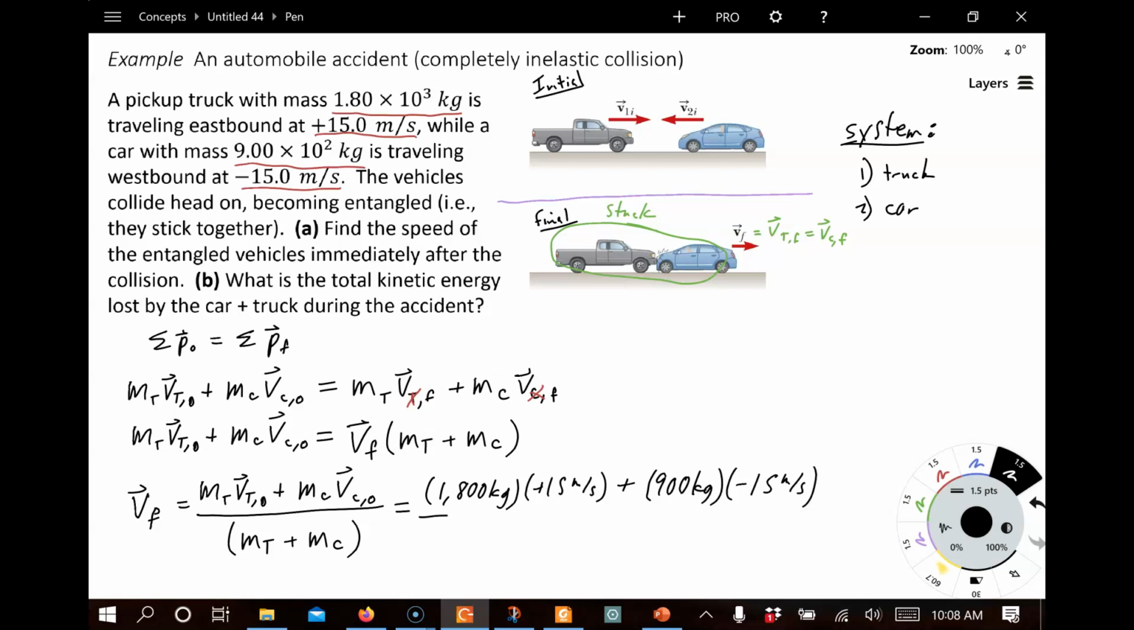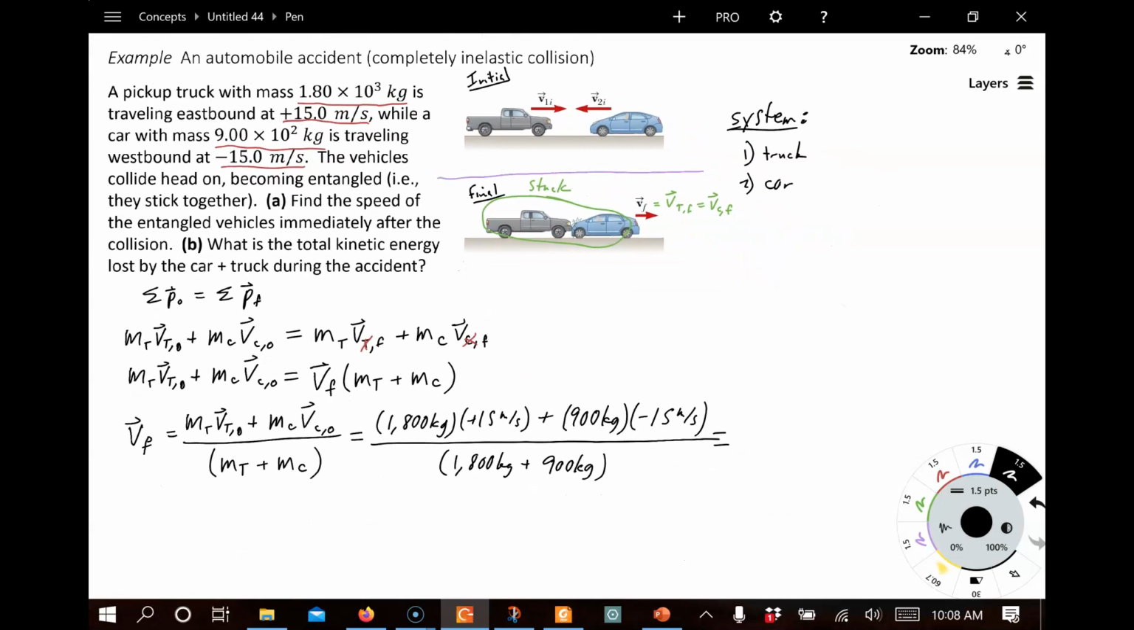Again, these are velocities, so those plus or minus signs for direction are crucial. And in the bottom, we're going to sum the masses: 1,800 kilograms plus 900 kilograms. And then we need to put those in the calculator and see what we get. Doing that, I come up with a final velocity for both the car and the truck, since they're stuck together in the end. That's what inelastic collision means, when they stick together. I get a value of plus 5 meters per second. And so that is the answer for part A.